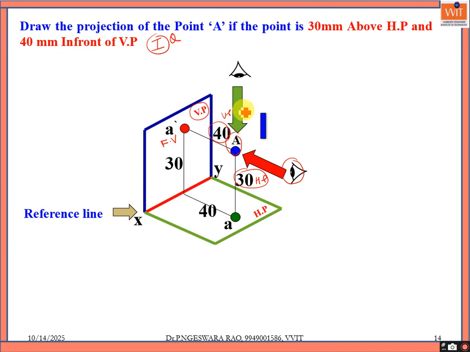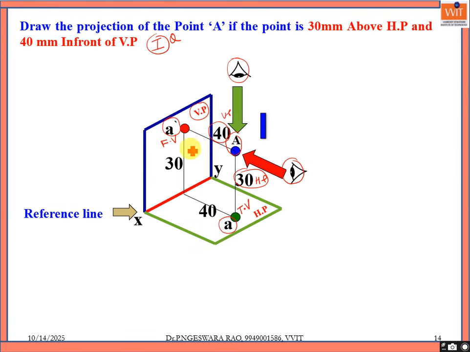Similarly, when you look from the top, it is what we call top view. So you will get the image on the horizontal plane. The top image we always get on the horizontal plane. The image name in the top view is small a, whereas in the case of front view, it will be small a dash. Image names must be small letters, but front view is a dash, top view is a.